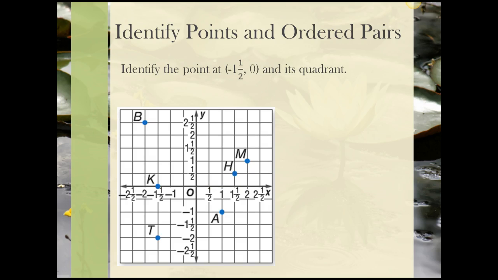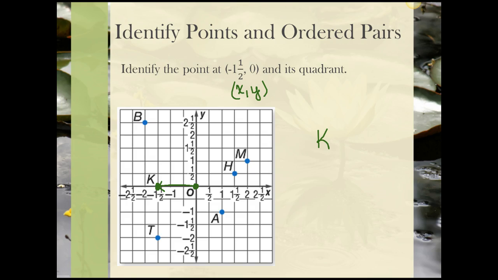Let's identify the point at (negative 1 1/2, 0) and its quadrant. Since it's negative, we'll start at the origin and we'll move over to the left 1 1/2 units on the x-axis. 0 tells us that we move neither up nor down on the y-axis, so our point is actually on the x-axis, and that point is K. Whenever a point is actually on an axis, it does not lie in a quadrant. It's still important, though, to identify this.